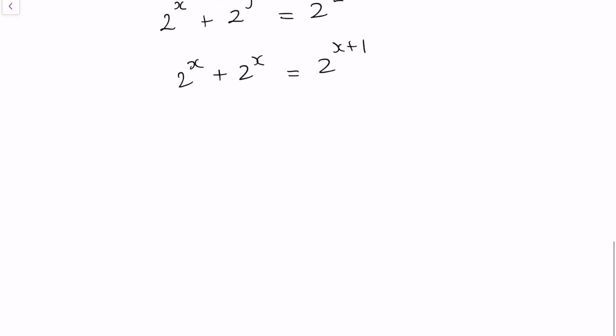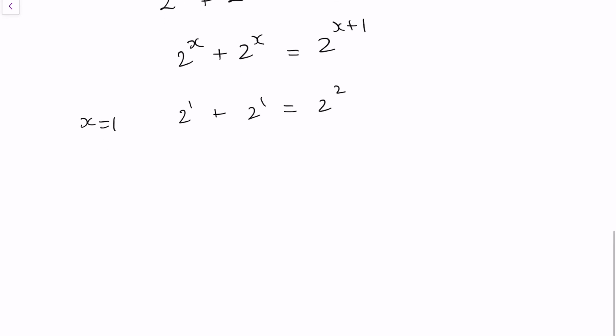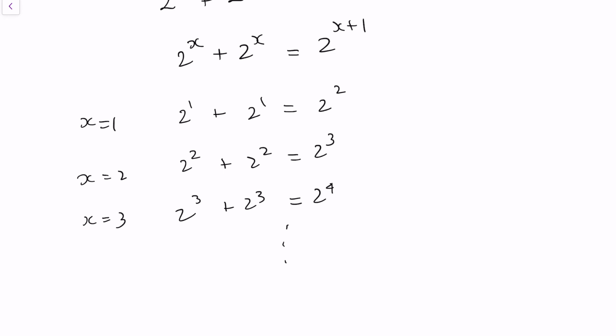So in other words, if x is equal to 1, since x is a positive integer, you have 2 to the 1 plus 2 to the 1 is equal to 2 squared, so we have 4 is equal to 4. If x is equal to 2, we have 2 squared plus 2 squared is equal to 2 cubed. If x is equal to 3, 2 cubed plus 2 cubed is equal to 2 to the 4, and so on. As you can see, this will solve the equation, right?